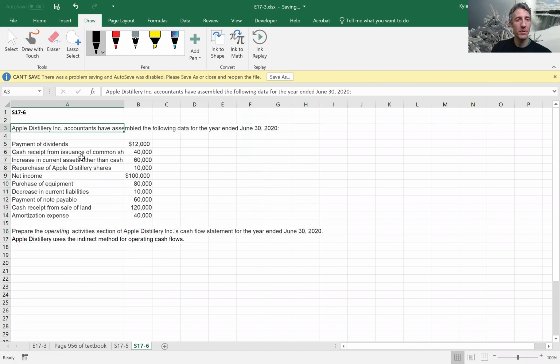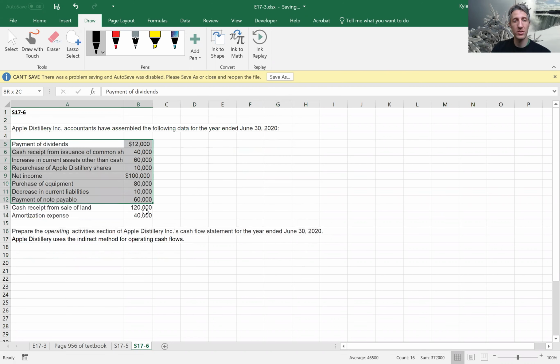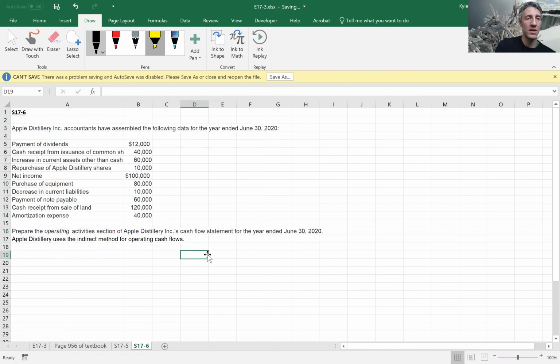So what we have here, Apple Distillery accountants have assembled the following data for the year ended June 30th, 2020. So we have financial data here. And what we need to do is prepare the operating activities section of Apple Distillery's cash flow statement for the year ended June 30th, 2020. And they use the indirect method for operating cash flows. So we're going to be using the indirect method of the operating activities section of the cash flow statement.